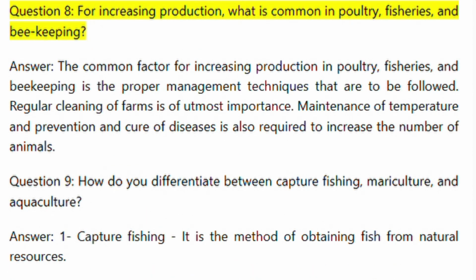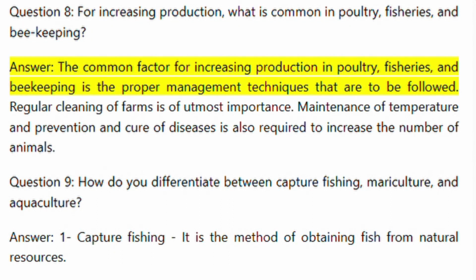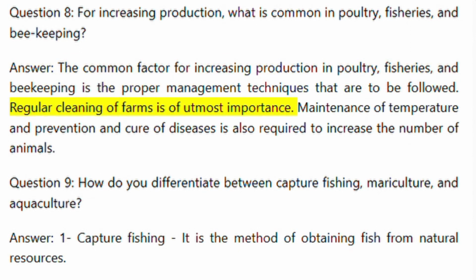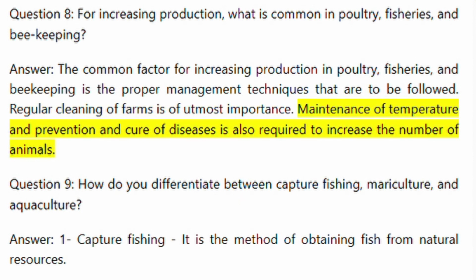Question 8. For increasing production, what is common in poultry, fisheries, and beekeeping? Answer. The common factor for increasing production in poultry, fisheries, and beekeeping is the proper management techniques that are to be followed. Regular cleaning of farms is of utmost importance. Maintenance of temperature and prevention and cure of diseases is also required to increase the number of animals.